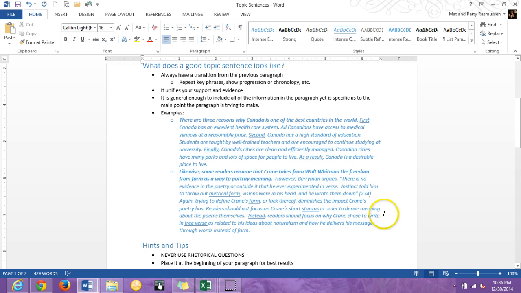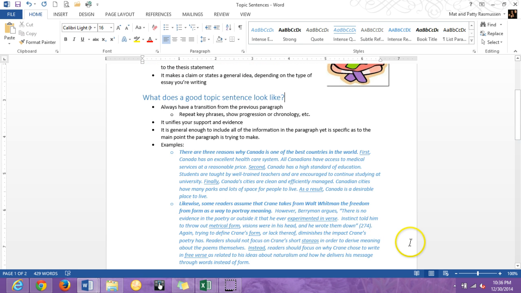Here is another example. I actually took this from a paper that I wrote. I thought that would be kind of fun for you to see. So here's my own topic sentence. Likewise, some readers assume that Crane takes from Walt Whitman the freedom from form as a way of portraying meaning. So this is a literary analysis about Stephen Crane.